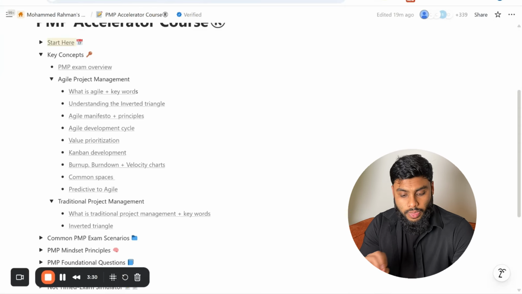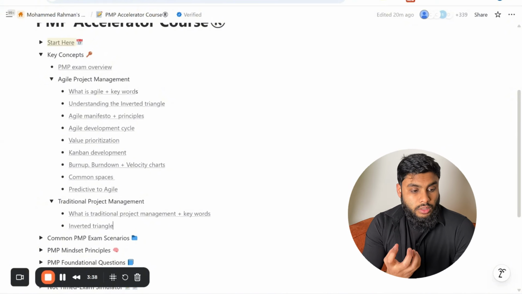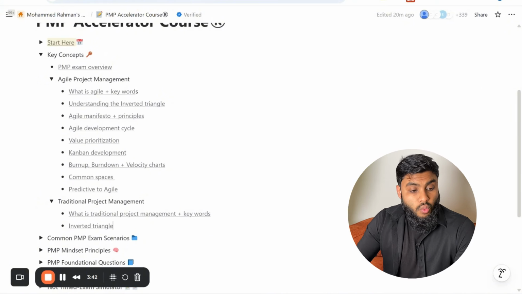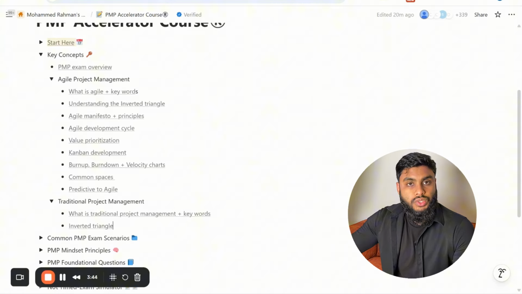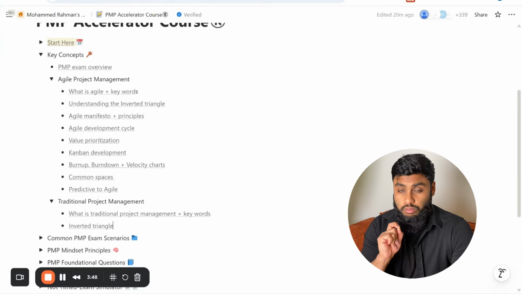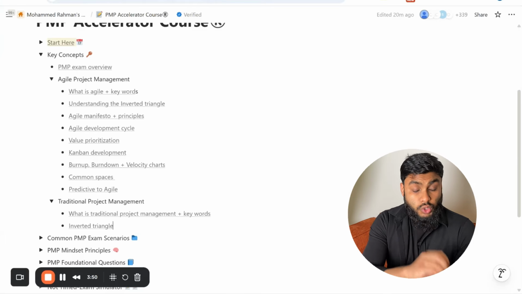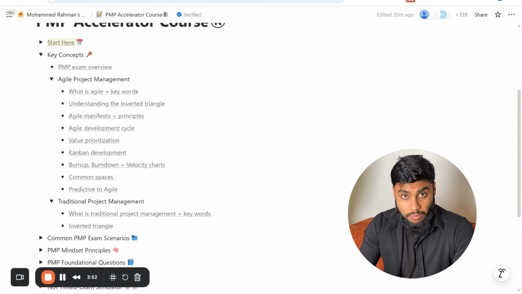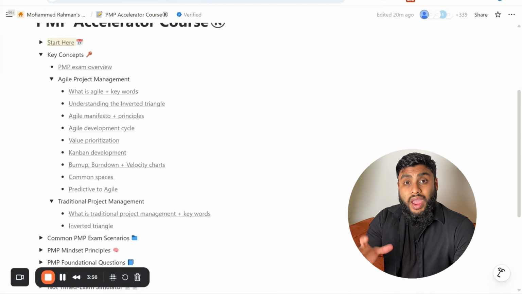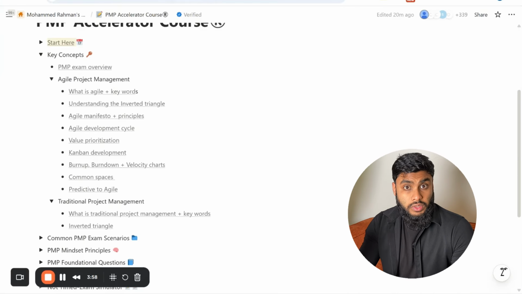The Agile development cycle, most probably the most important topic that you have to know. When you have a product that you want to create using an Agile project framework, what happens in every single step? I talked about this and I did a video on this because it's so important to understand. Who is responsible for each step? What are the deliverables? What are the outcomes of each step? Know everything about that specific cycle.